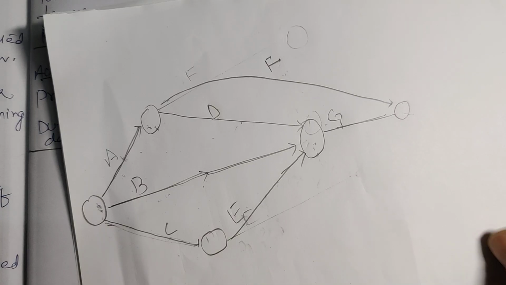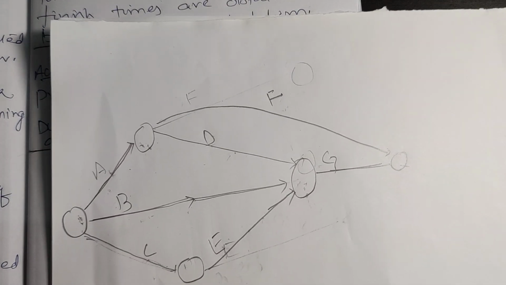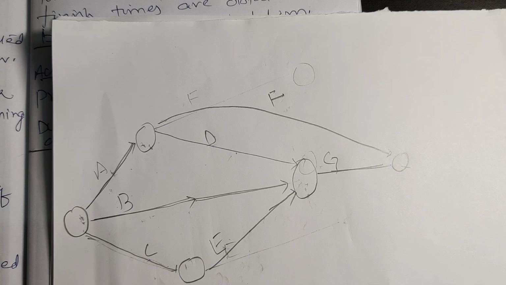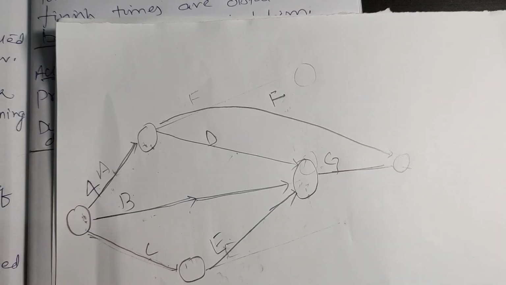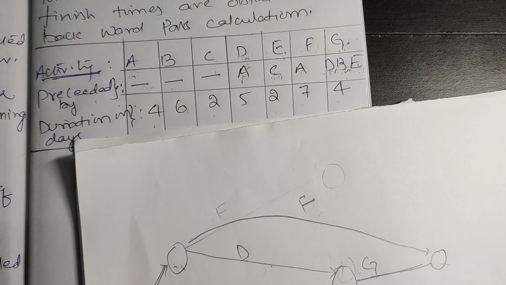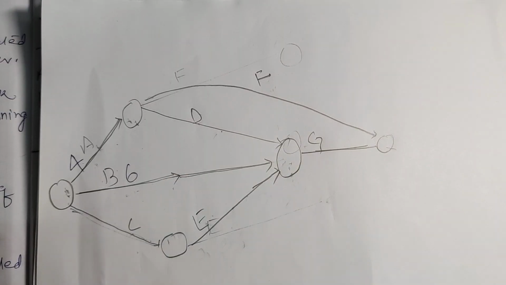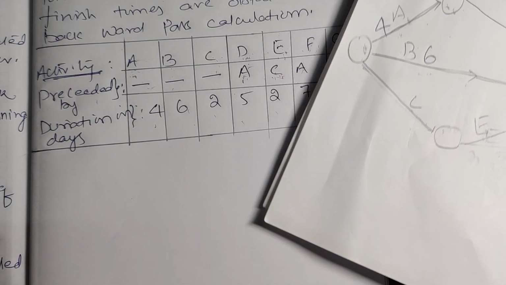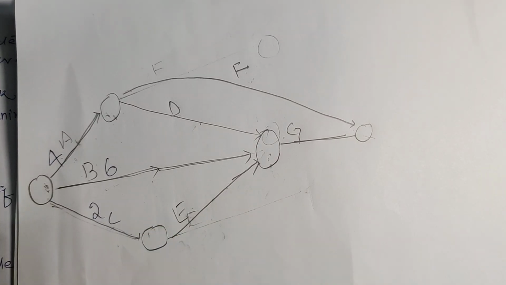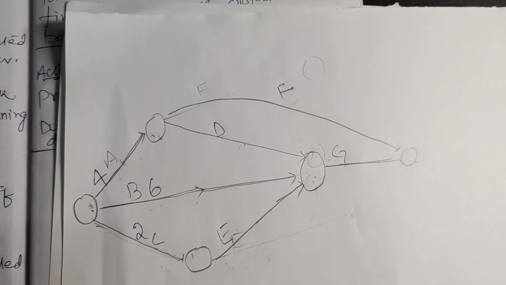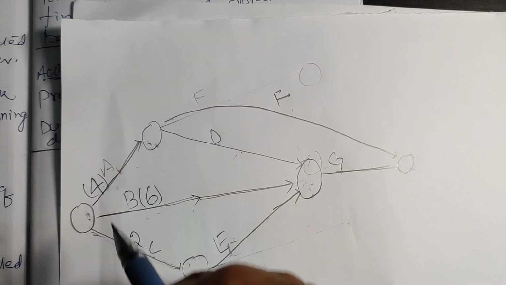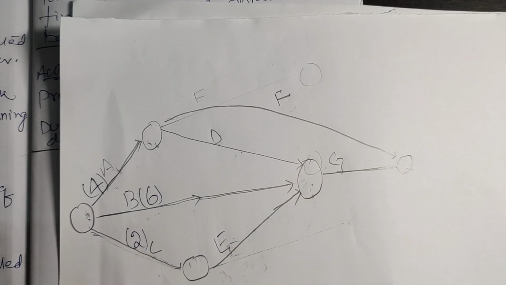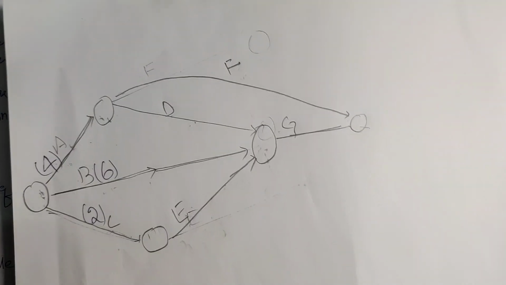Now in addition to this information, what is given in the question? Activity A will take 4 days. Activity B will take 6 days. Then activity C will take 2 days only. Duration of each activity I am representing on the network along with the activity. So the numbers I am writing within the brackets will represent the duration of each activity.